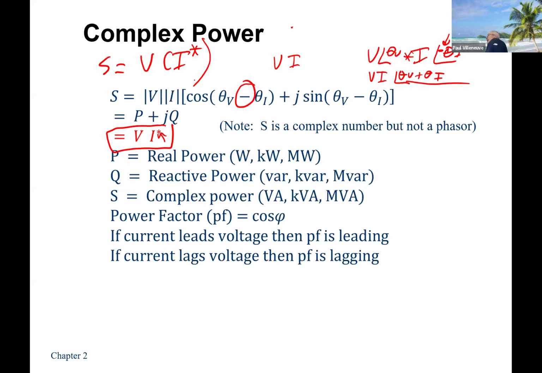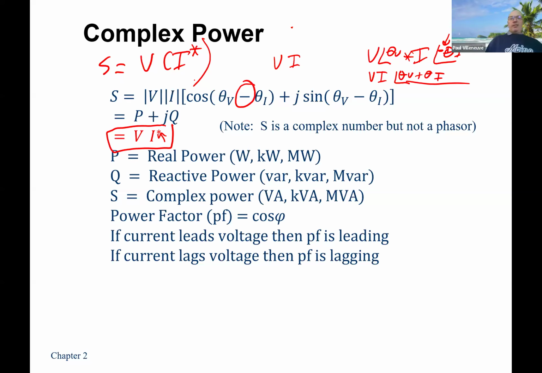Units. Real power is joules per second, or watts. Reactive power, well, that's a new term. So we're going to just call it volts times amps, and we're going to call it reactive. So that's VAR. And then the total power, which is the addition of the real power, watts, plus the reactive power, VAR, we're going to just call it VA, or volt amperes.